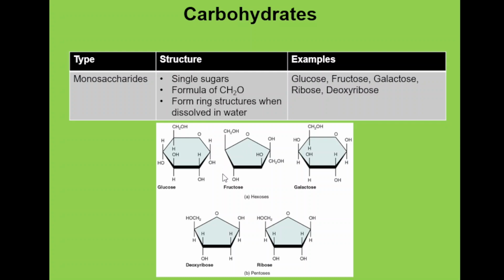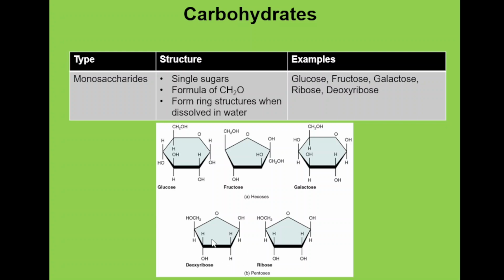So what's the formula for glucose? It's C6H12O6. So twice as many hydrogens as we have carbons and oxygens. Now we see the same with fructose and galactose. These all have the formula C6H12O6.